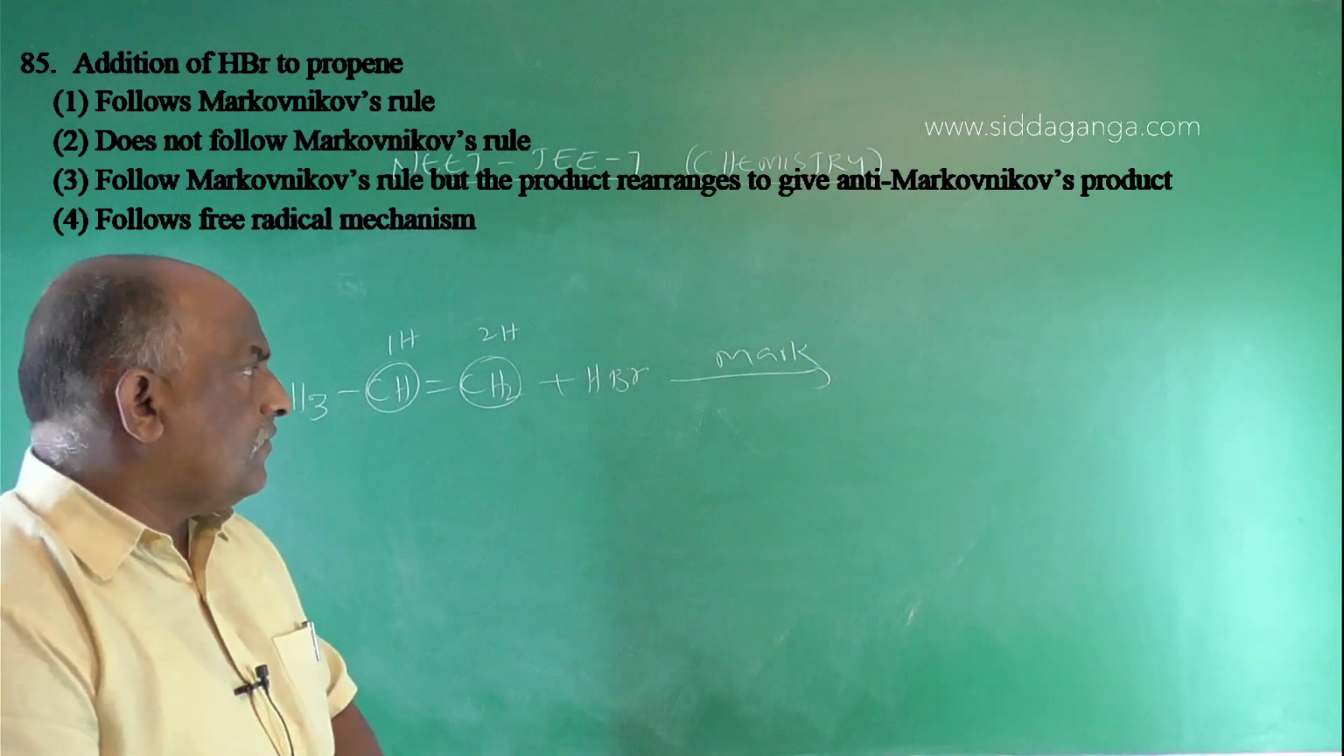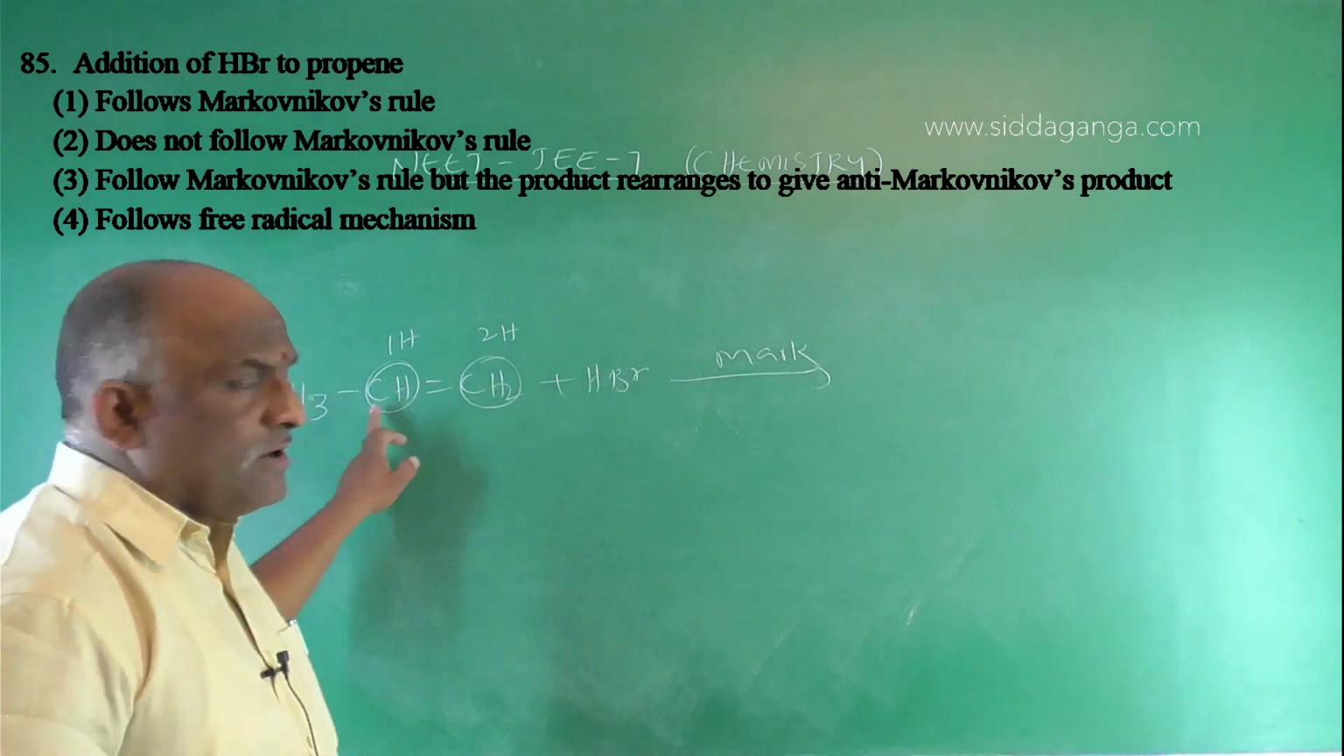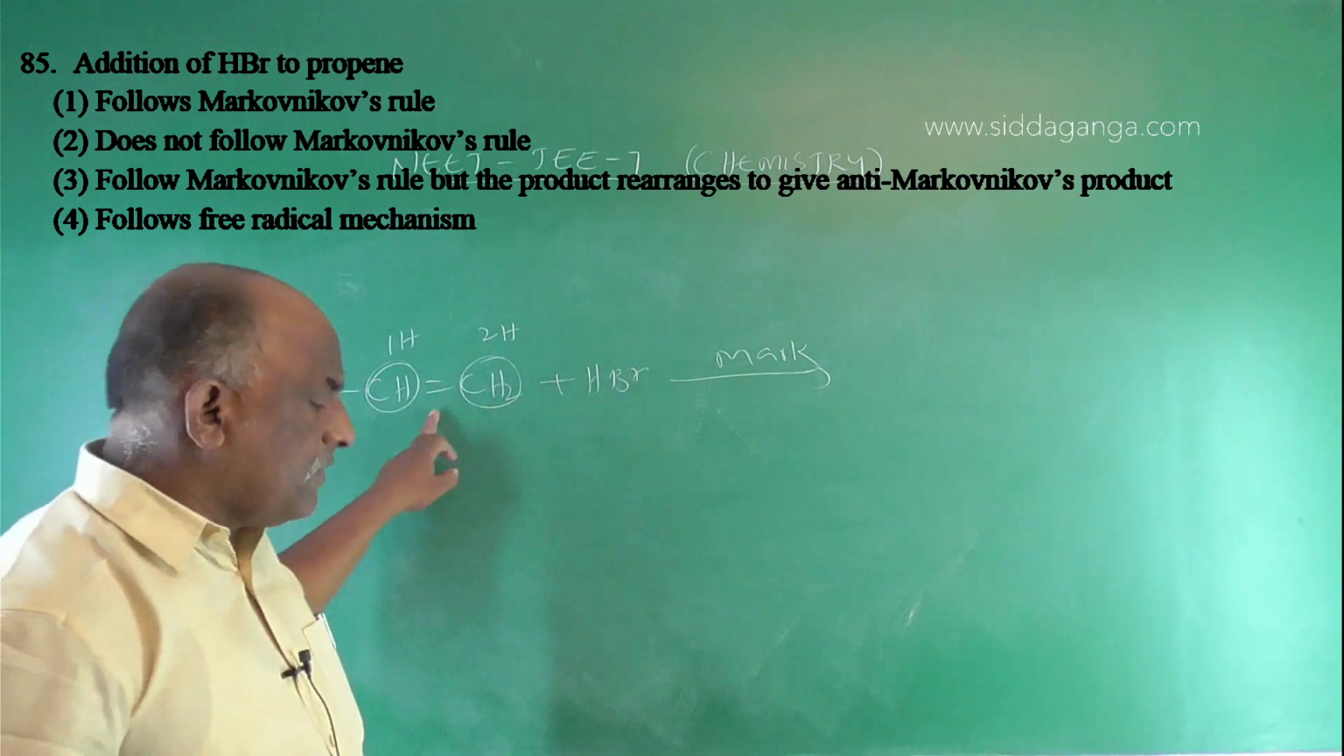According to Markovnikov rule, what he said: the negative part goes to the carbon with fewer hydrogen atoms, and the positive part goes to the carbon with more hydrogen atoms.